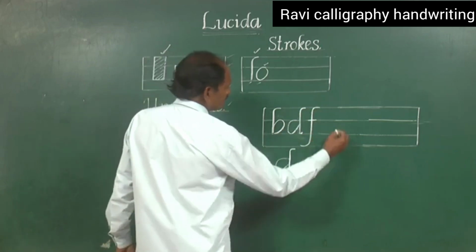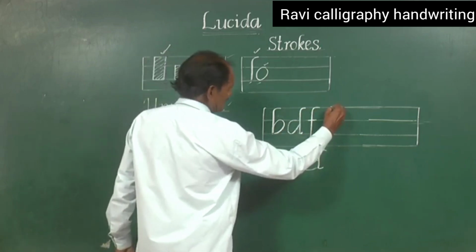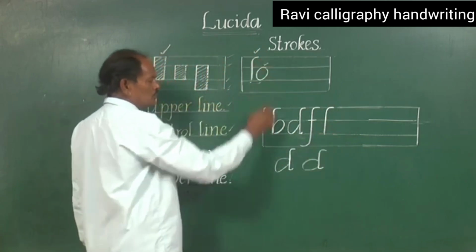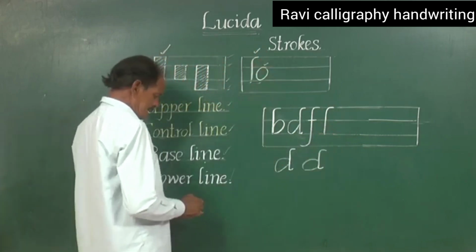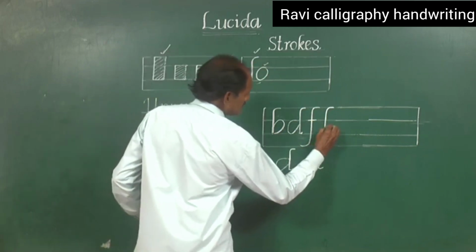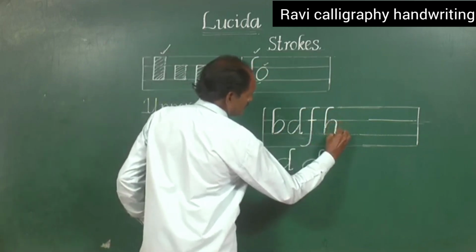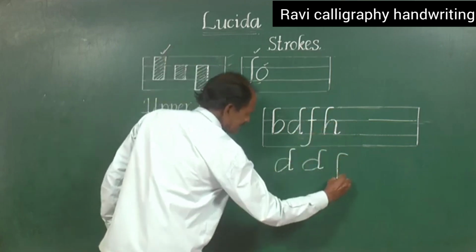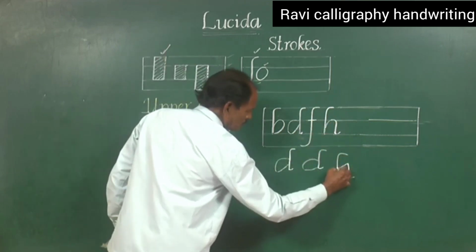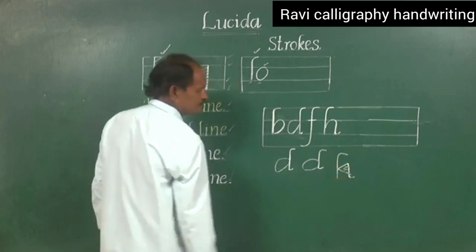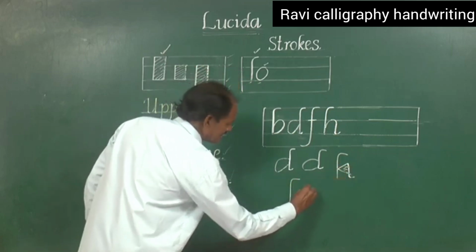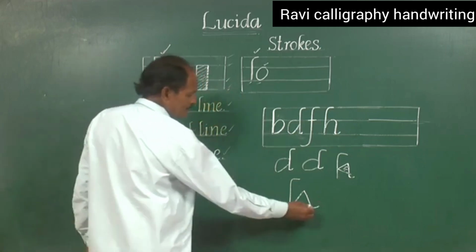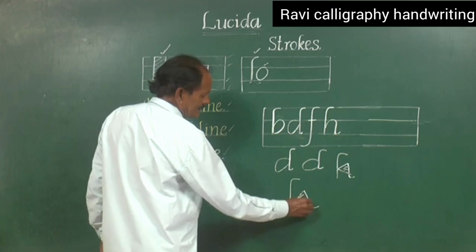Next, the upper zone letter is H. The first stroke is the common stroke of upper zone, or upper zone stroke, and the second one is this one. Here also we have to maintain the oval shape. We should not write like this. We should not make an angle here. And somebody used to write like this. This is also the wrong way of writing H.